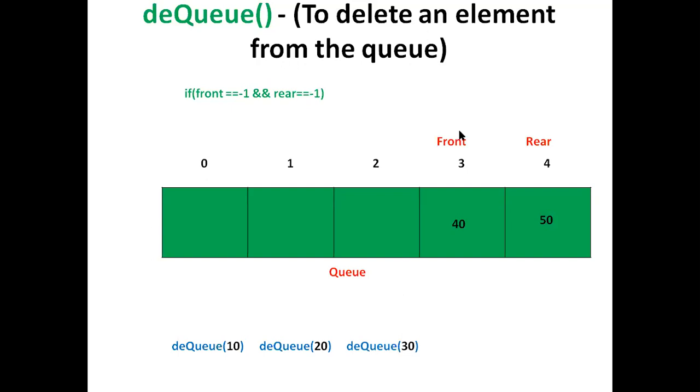Now again, if you want to perform the DQ operation, means deleting the 40, the front is always incremented by 1. That is, it indicates the 40 is deleted. Now again check the condition. Front 4 equal to -1, 4 equal to -1, condition false. Again delete that element.